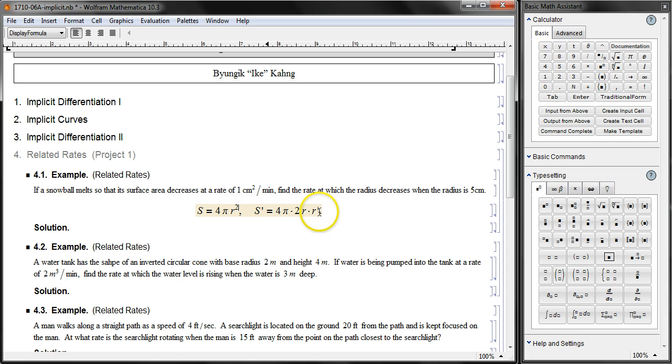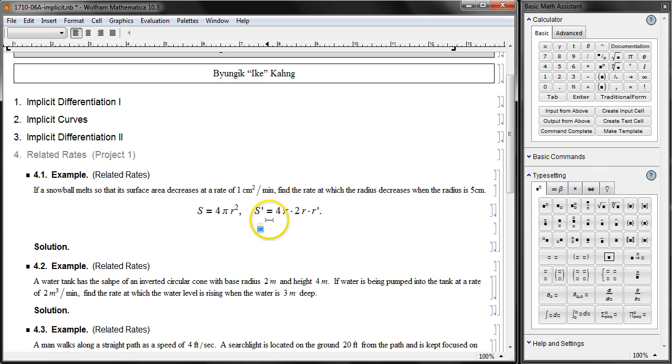So from here, we took the derivative implicitly. Now what more do we need? We need, let's see, S prime is negative 1 and r is equal to 5. From that, we have to find the S value and an r prime value, eventually r prime, because we have to find the rate at which the radius decreases. So r prime is the quantity that we have to find out eventually. So how do we do that?